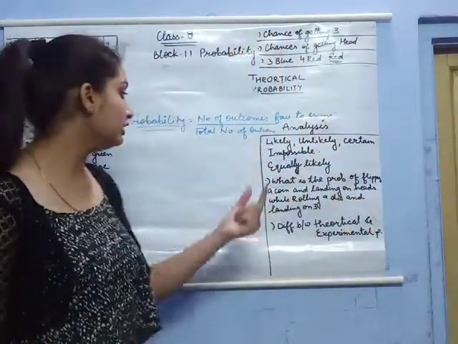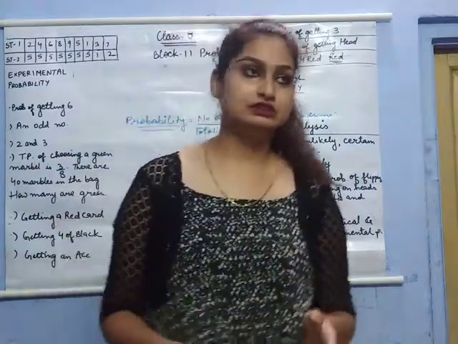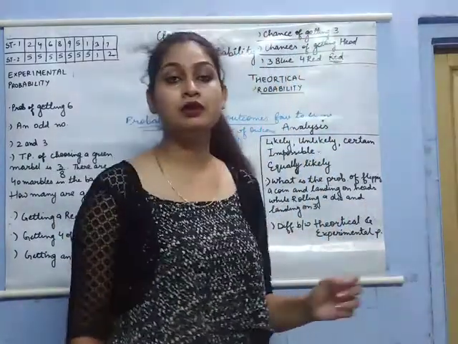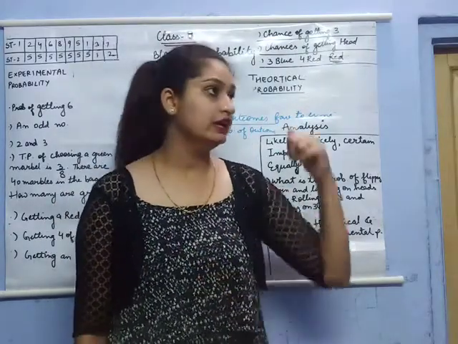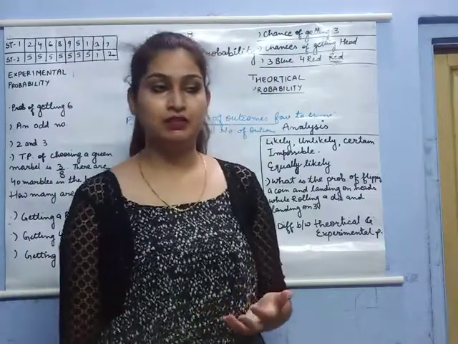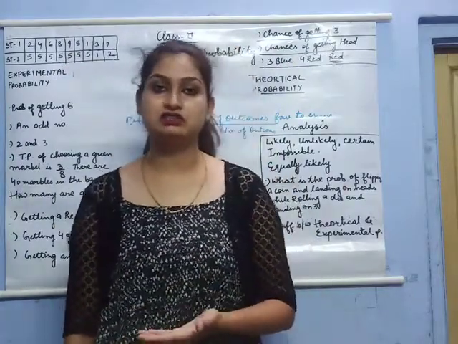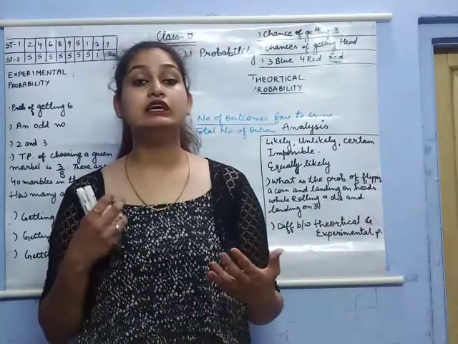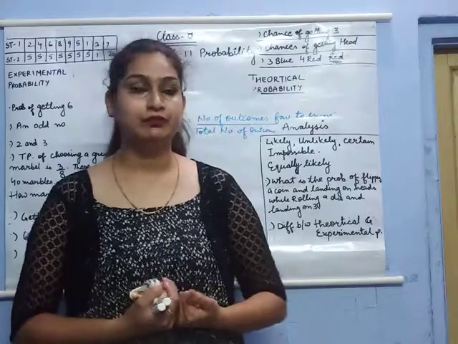If I talk about equally likely, it means there are 50-50 chances. In the example of head and tail, head has 50% chance and tail has 50% chance. If I ask about getting even numbers on a die, even numbers have 50% chance and odd numbers also have 50% chance. So when the probability is equal for both events, that is called equally likely. Is that clear?